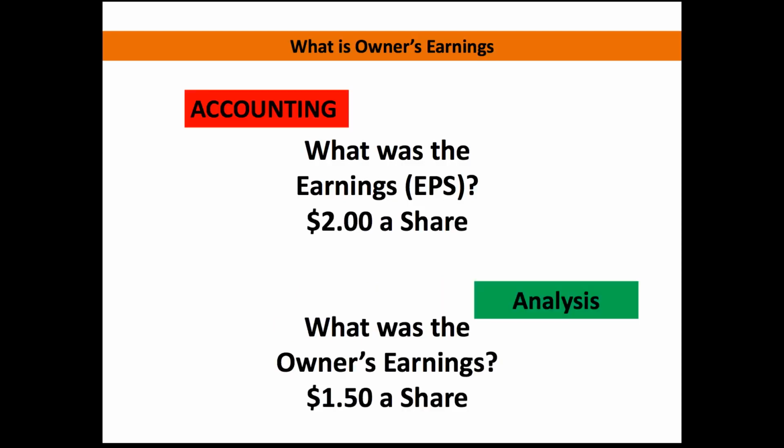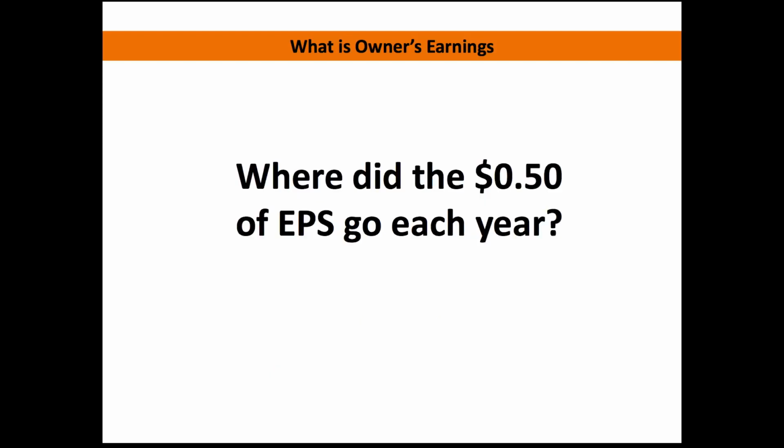So let me show you what this looks like. In that scenario, the accounting earnings was $2, and the owner's earnings, which is how Buffett would describe it, was only $1.50 per year. Okay? So where did that 50 cents of earnings per share go? Because that's your money. As the owner of the business, that 50 cents, which never materialized, that's your money, but where did it go? Why didn't you see all that materialize?